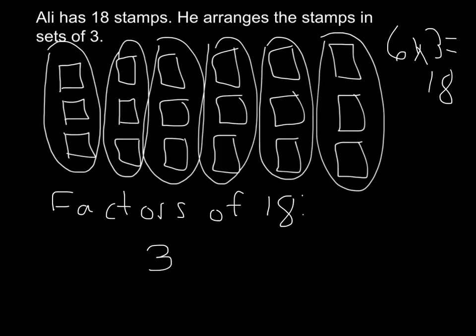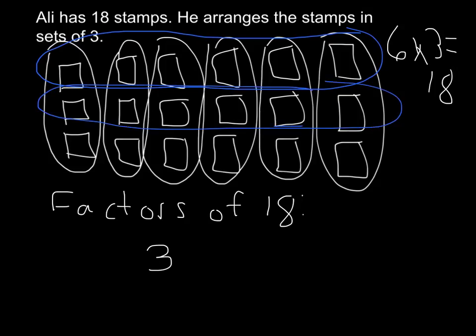Now, some of you notice that I actually could have, instead of doing 3 sets of 6, sets of 3, I could have done 3 sets of 6, right? I could have actually said 1 set of 6, 2 sets of 6, 3 sets of 6. In other words, multiplication is commutative. 3 times 6 is also 18. And the reason that's important is because 6 is also a factor of 18.